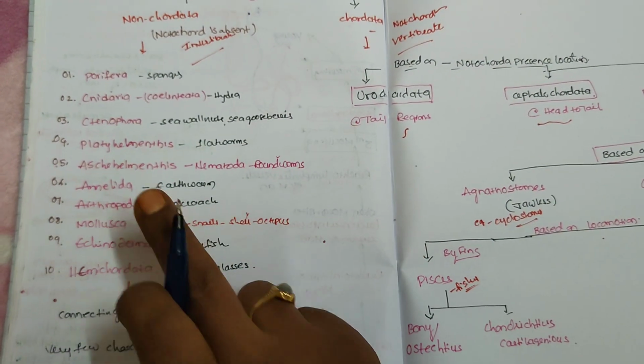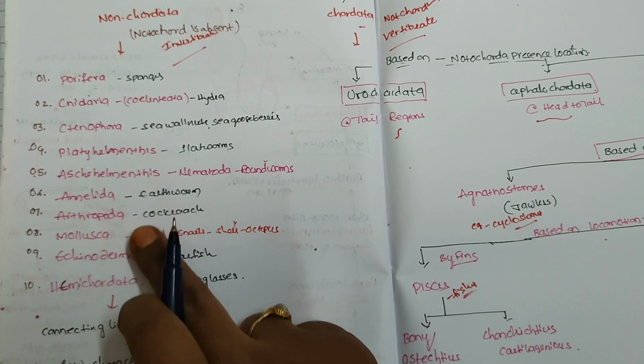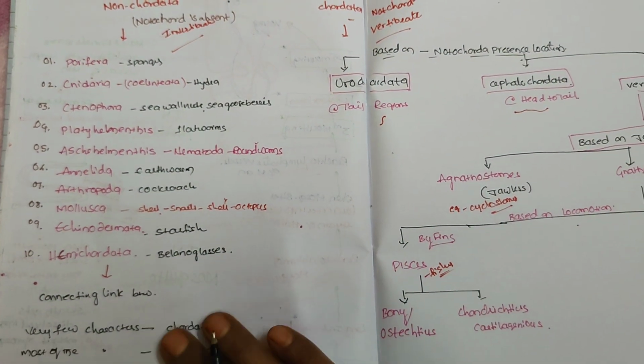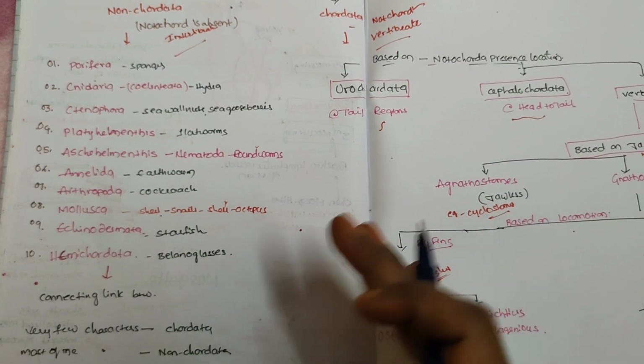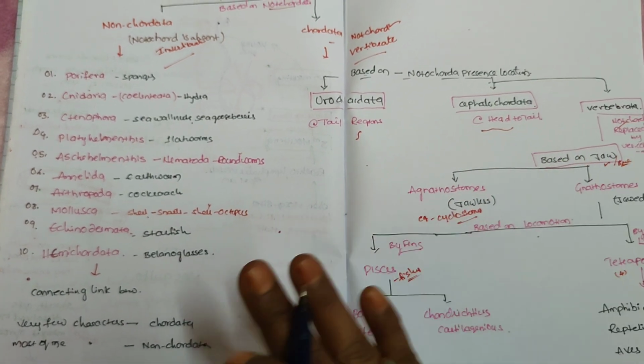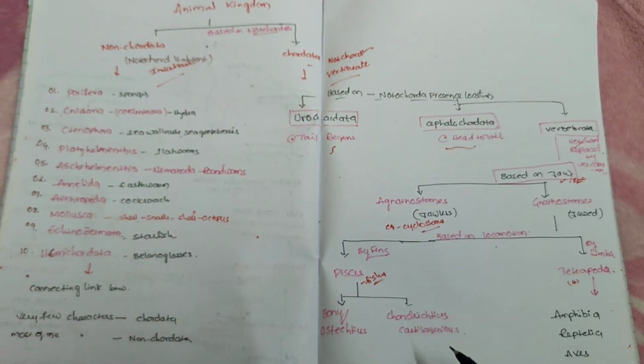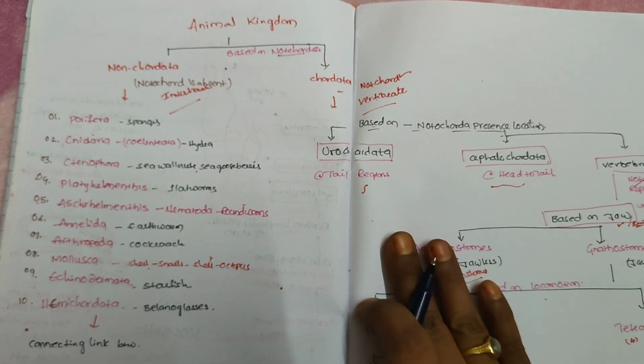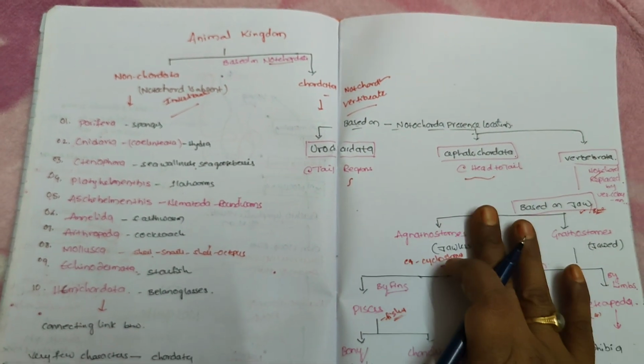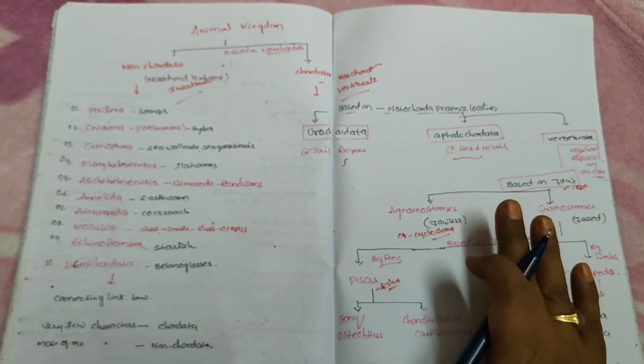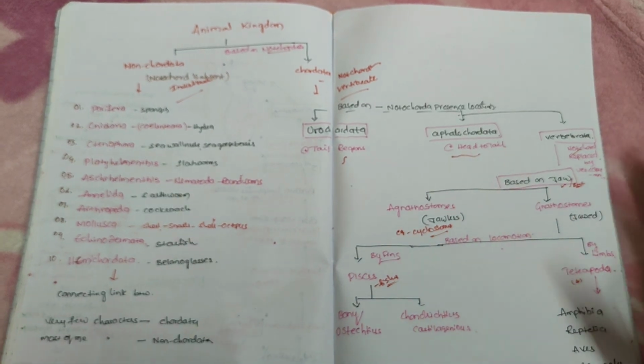We have to know the general characters of each individual phylum, what the examples are, what the common names are, and the special features regarding all the phyla and all the vertebrates. So this is the classification. First of all, we have to look at the classification. If we keep it in mind, then the next steps will be easy for us.